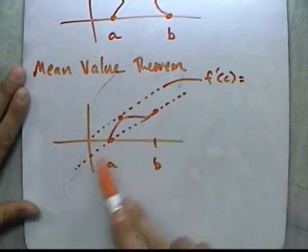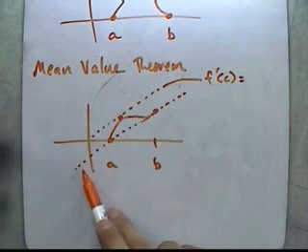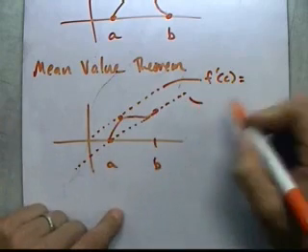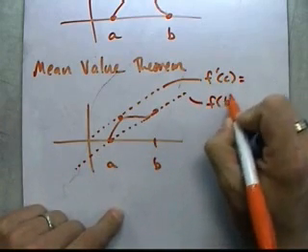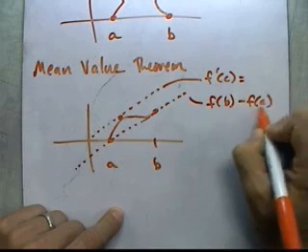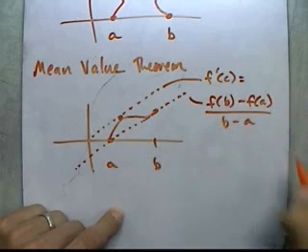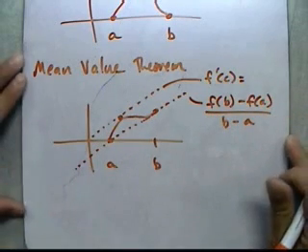Now the slope of this line right here, we're just going to do a rise over run type idea. The slope of this guy should look like this: f of b minus f of a over b minus a.